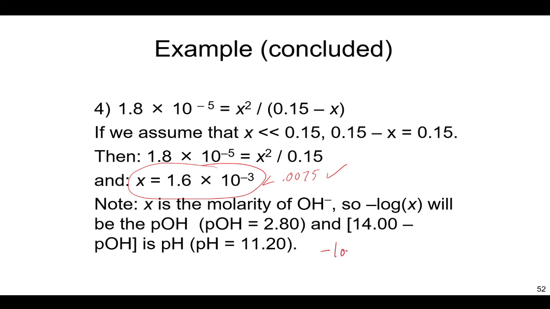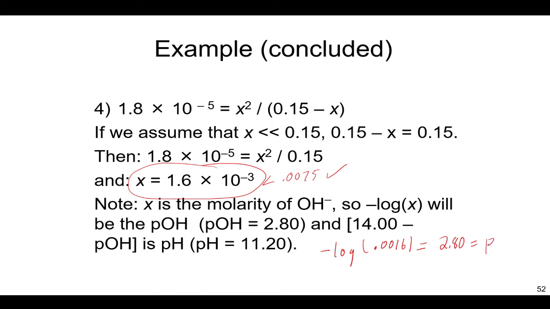So another common place in weak base problems students will mess up is they'll take the negative log of this x value, because they're so used to doing it for acid dissociations, they'll take the negative log of this 0.0016, and they'll say, this is 2.80.